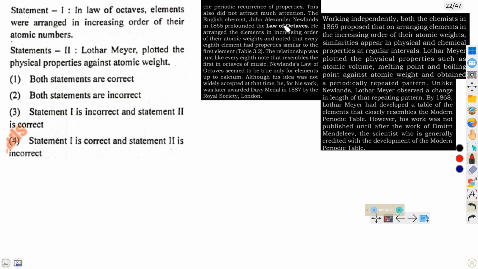Statement 1. In laws of octaves, elements were arranged in increasing order of their atomic numbers. No, arranged in increasing order of their atomic weights. Wrong statement. First one is wrong statement. Lothar Meyer plotted the physical properties against atomic weight. Yes, atomic volume, melting point, boiling point against atomic weight. Correct. Statement 1 incorrect. Statement 2 is correct.